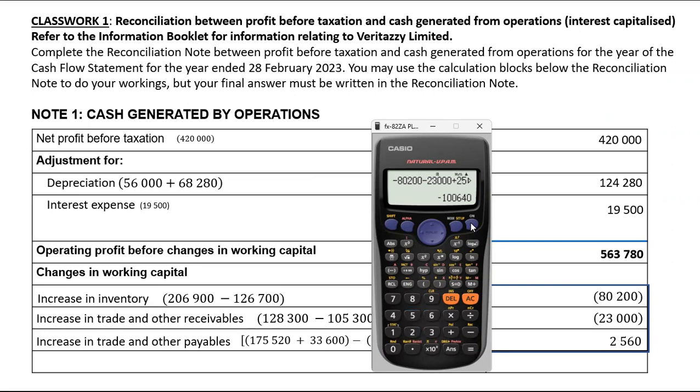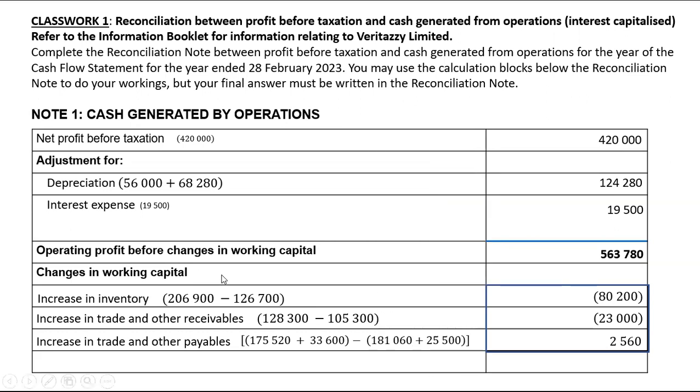It gives me 100,640. And I'll show you those calculations in brackets under changes in working capital. It will be 100,640. Then you will take operating profit before changes in working capital, added with changes in working capital.